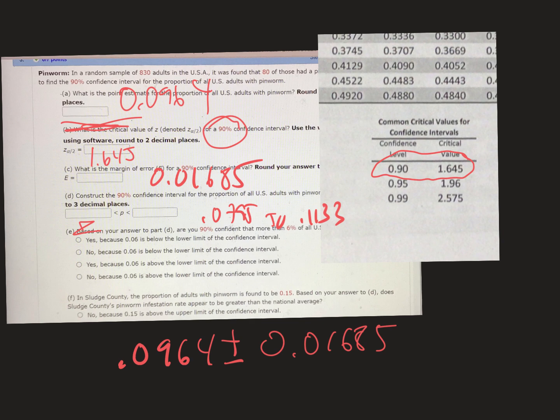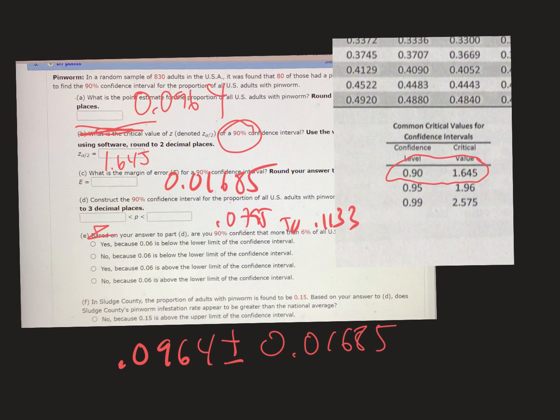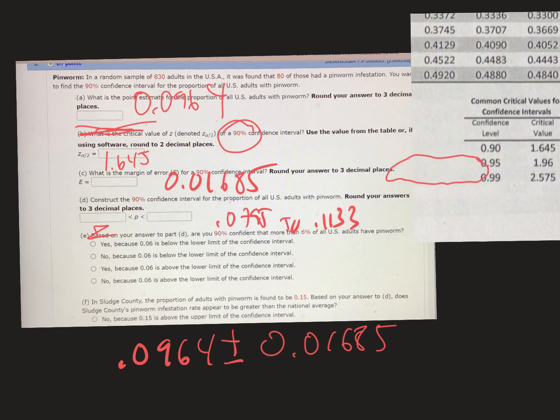So they ask, are we confident that more than 6% of all U.S. adults have pinworms? We are, because 6% is below our lower estimate. Is this all adults? Yes. Because 6% is less than our confidence interval, we're pretty sure that the true proportion, at least based on the sample, is higher than 6%.